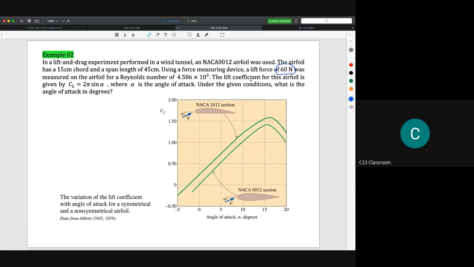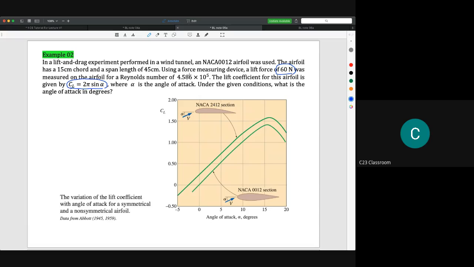The lift coefficient for this airfoil is given by CL = 2 pi sine alpha. This is actually for the common aerofoil, where alpha is the angle of attack under the given condition. So what is the angle of attack in degrees? It means that you have the force here.